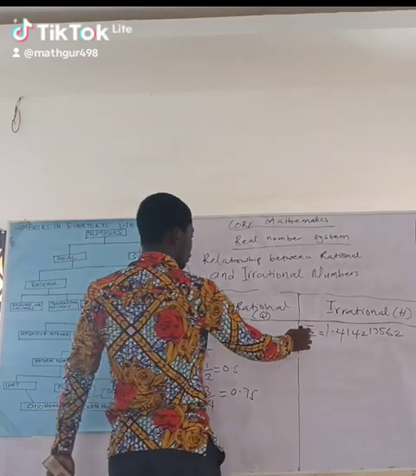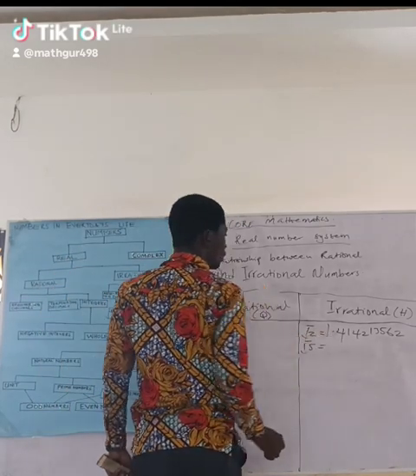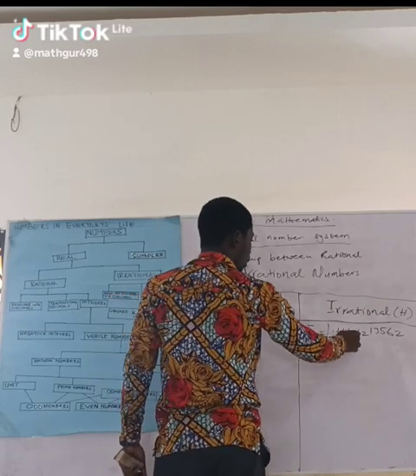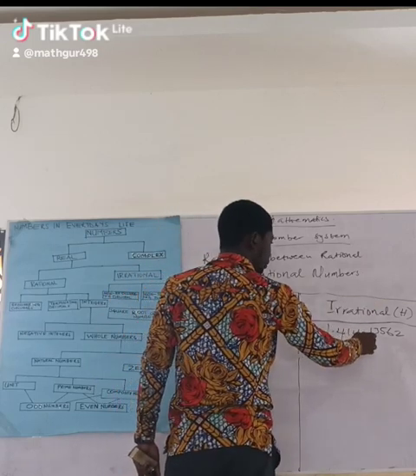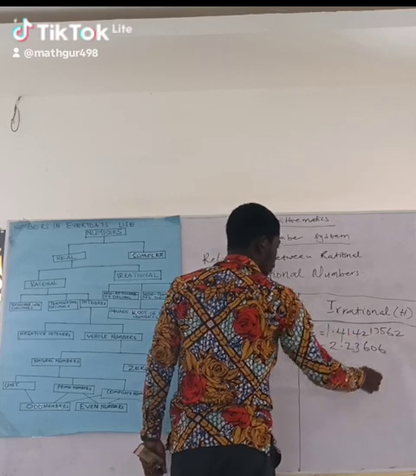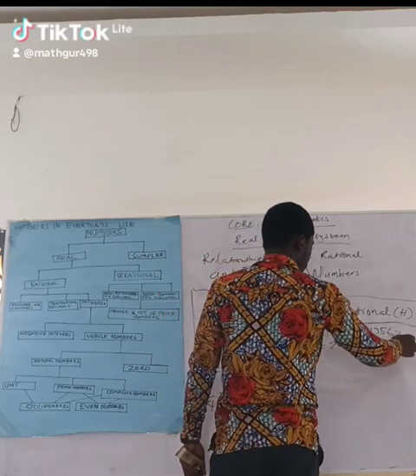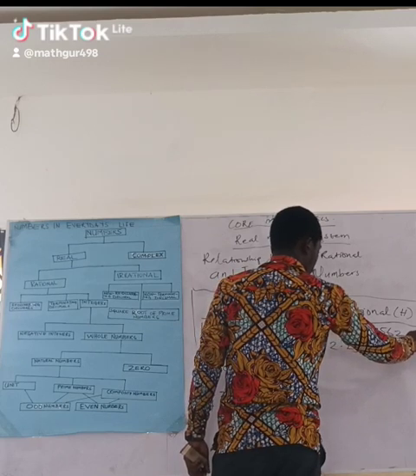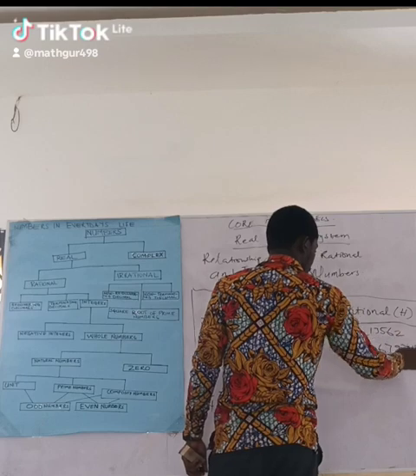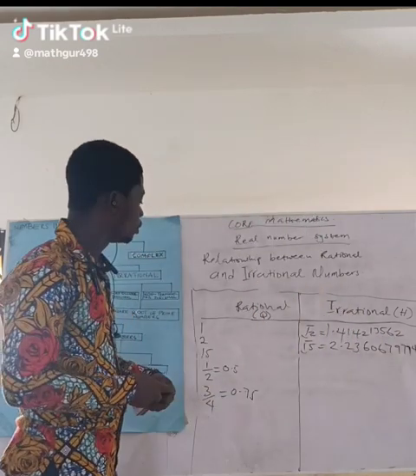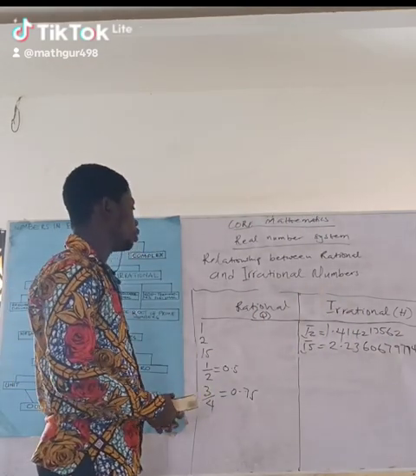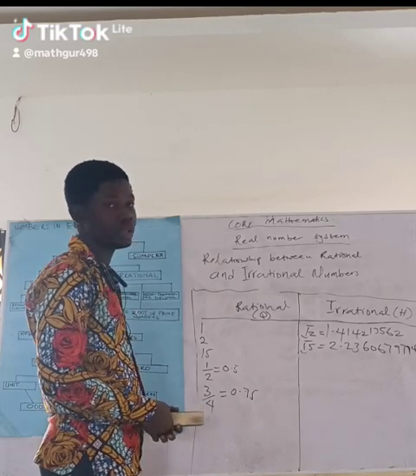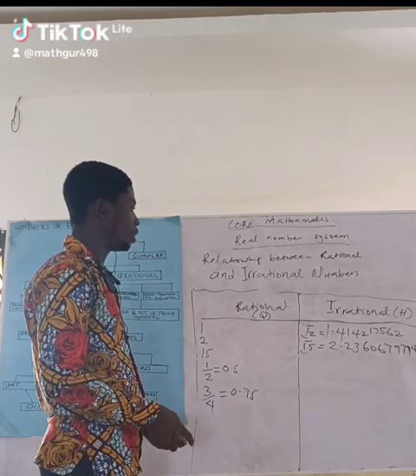Then square root of 5 is also an irrational number, which is 2.236067979949. It's also an irrational number.